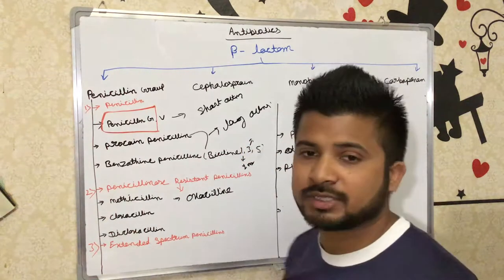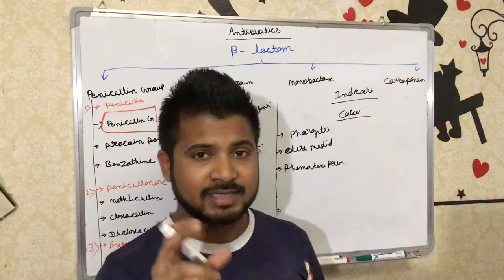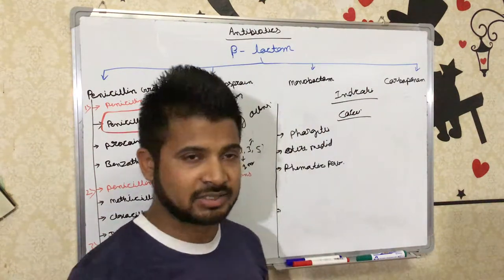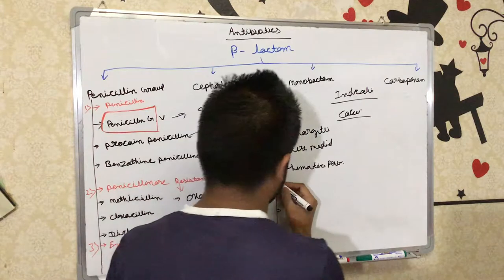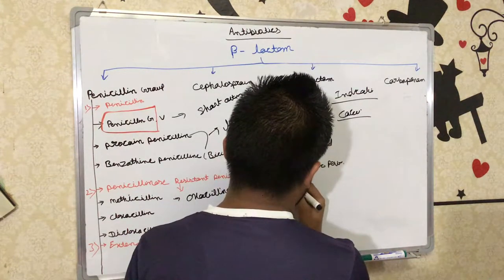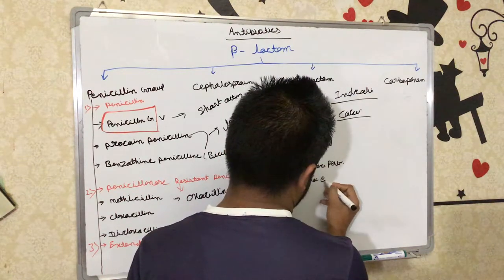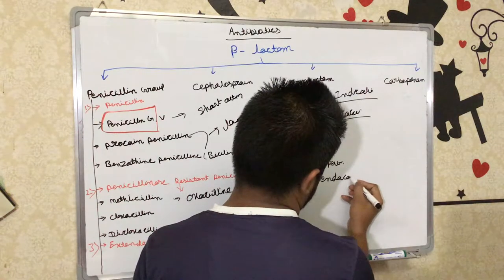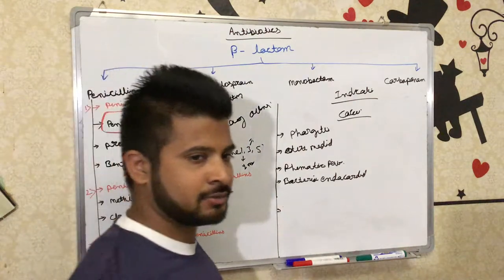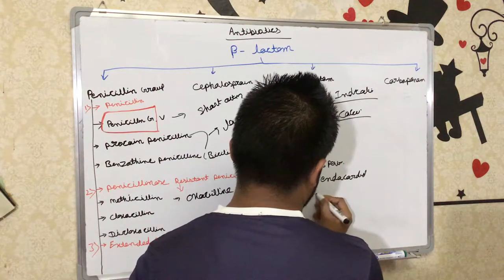Why rheumatic fever? Because the main causative agent of rheumatic fever is the beta hemolytic streptococci. It's an autoimmune disease, but the primary initiation is by the bacteria, that's why rheumatic fever. Then bacterial endocarditis. After that, scarlet fever. That is the same. Scarlet fever.